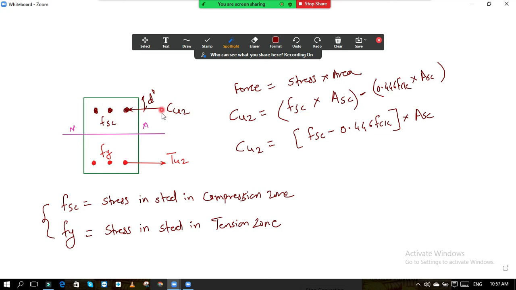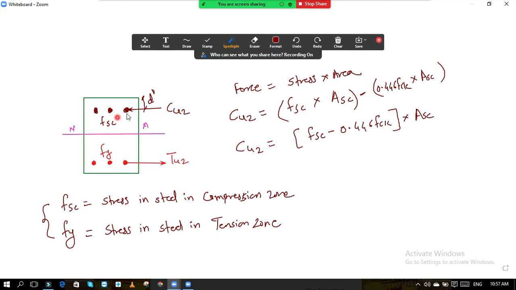So what is the basic formula of the force? Force is nothing but stress into area. Fine. So in the tension zone, the stress in steel we called it as Fy, and we accordingly take the value of Fy 415, 500, 550, whatever it may be, 250. So Fy is nothing but stress in steel in tension zone. This is the most important thing. It is in tension zone.